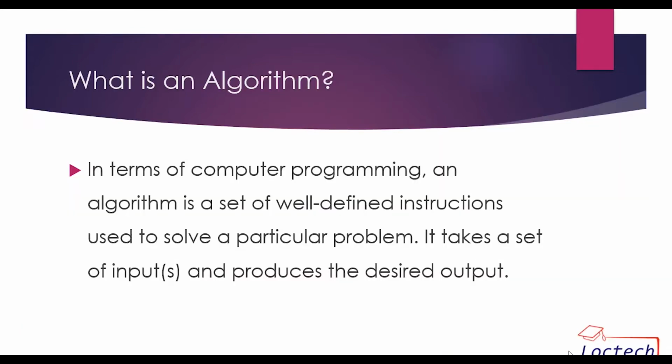So first of all, what is an algorithm? In terms of computer programming, an algorithm is a set of well-defined instructions used to solve a particular problem. It takes a set of inputs and produces the desired output. Throughout this series, we are going to be looking at different types of algorithms and how we can solve problems that come in those formats.